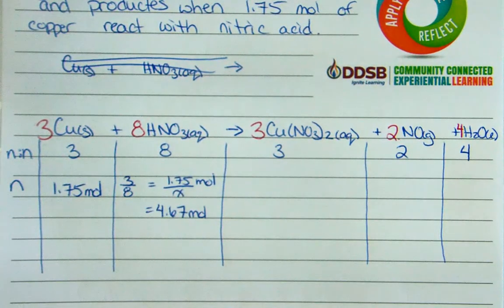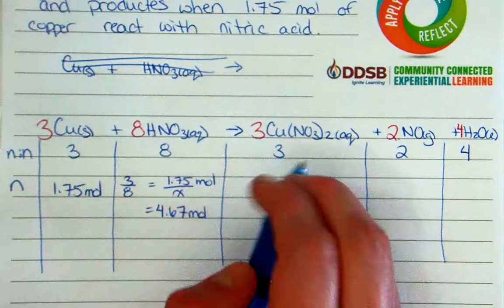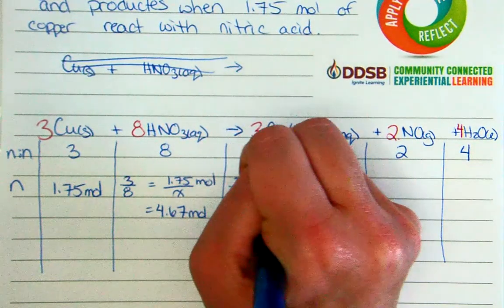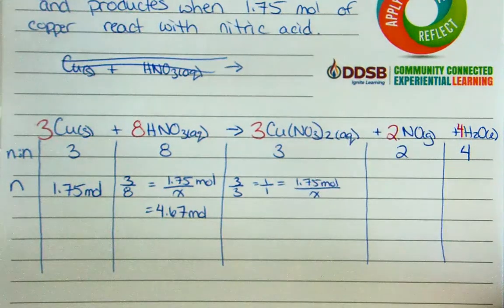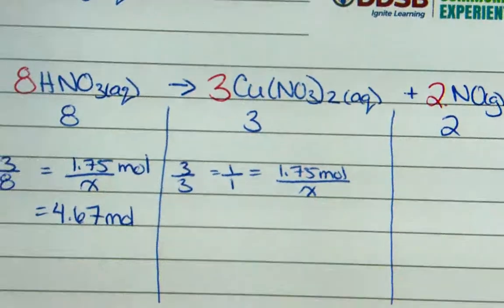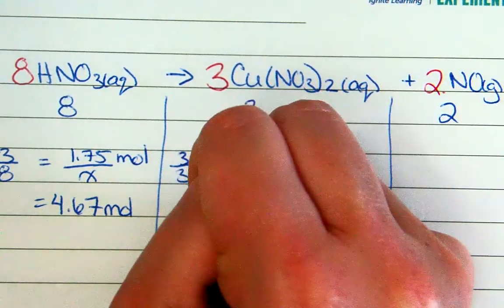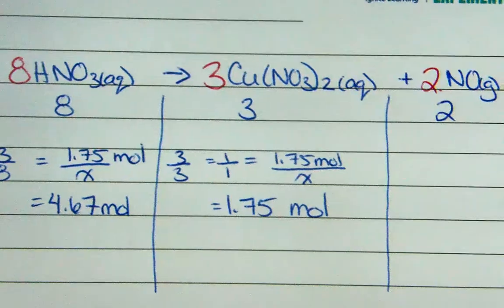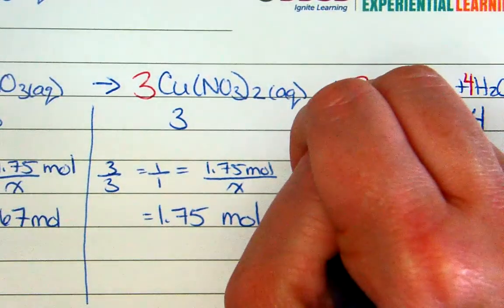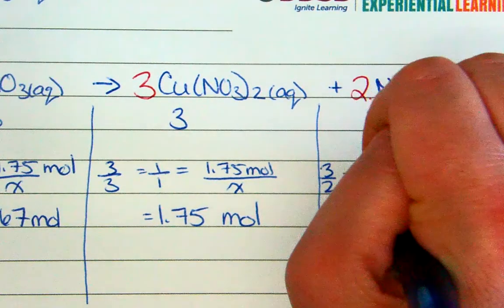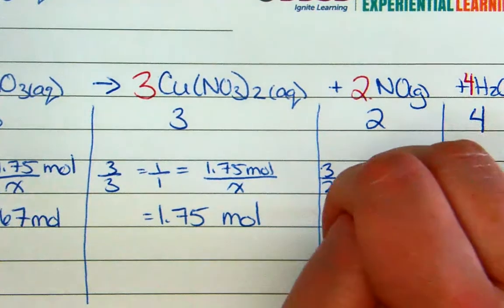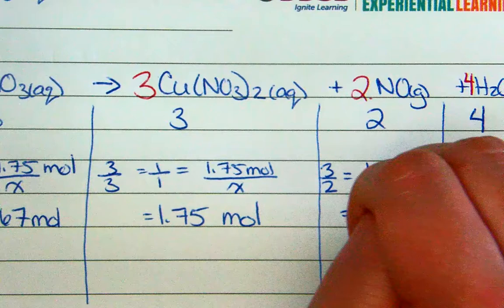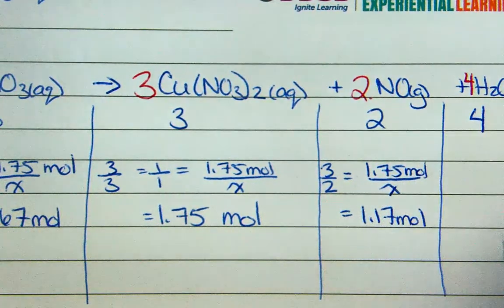Repeat for the next 3, please. Here I could say, hey, 3 to 3. 3 over 3, well, that's 1 over 1. So 1.75 moles of copper will produce how many moles of copper 2 nitrate? It's going to be the same, 1.75 moles. Nitrogen monoxide, 3 over 2 is our ratio. So 1.75 moles of copper will produce how many moles of nitrogen monoxide? Do your math, and you get 1.17 moles. Watching sig digs all the time.